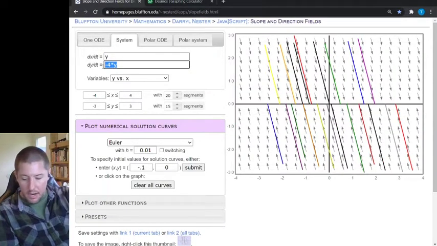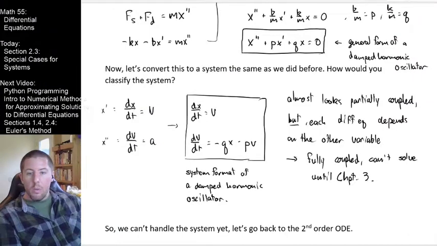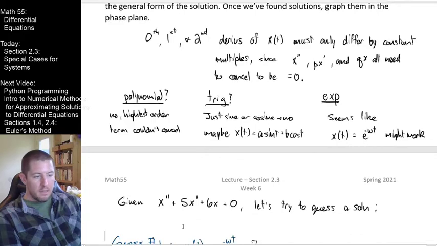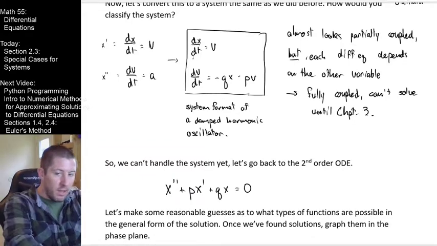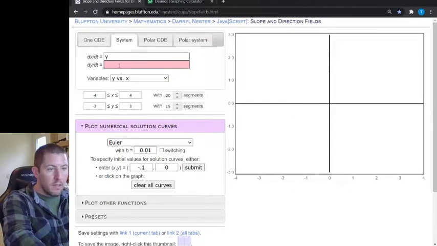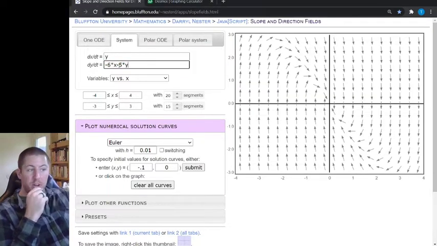And then what I saw here is that this should really be the system that looked like, now let me look back over real quick here. We're saying, and again, P is 5, Q is 6. So it should be negative 6x minus 5y.